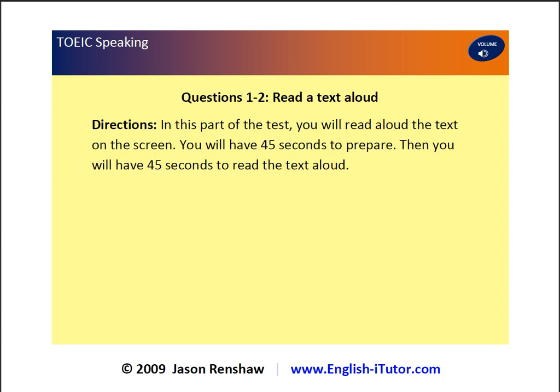So when you click through and start this particular task, you'll see a screen that looks like this. It will say questions 1 and 2, read a text aloud. In this part of the test, you will read aloud the text on the screen. You will have 45 seconds to prepare. Then you will have 45 seconds to read the text aloud. Now this text will usually be some sort of short announcement or an advertisement or some sort of correspondence that is to be read out loud.